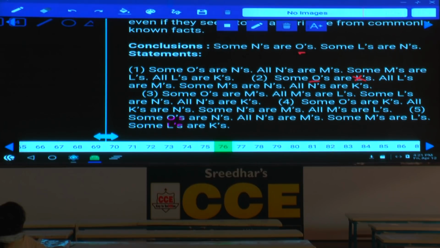Now there has to be a statement between L and N. Is there any statement between L and N? No, hence choice 2 is ruled out. Are you following this one or not? Then coming to choice 3.